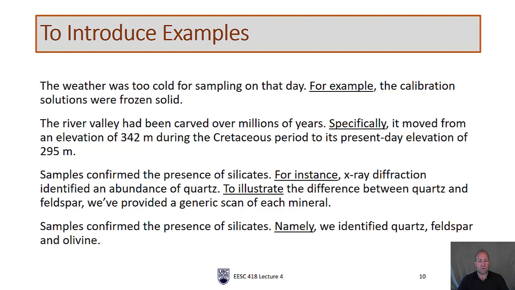The next is when we're giving specific examples, and in the second of the examples I've given in the third paragraph, we are actually going to illustrate or show something. So samples confirm the presence of silicates. For instance, X-ray diffraction identified an abundance of quartz. To illustrate the difference between quartz and feldspar, we've provided a generic scan of each mineral. And in the last one, we're actually going to name some examples, one or more examples. Samples confirm the presence of silicates, namely, we identified quartz, feldspar, and olivine.